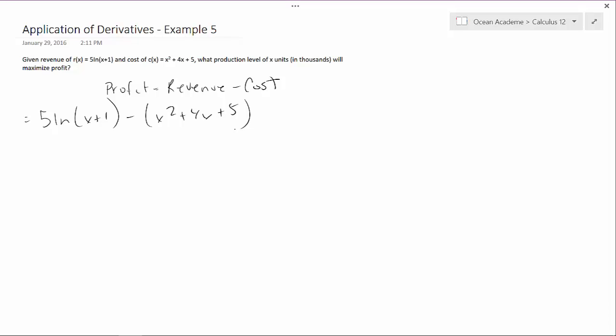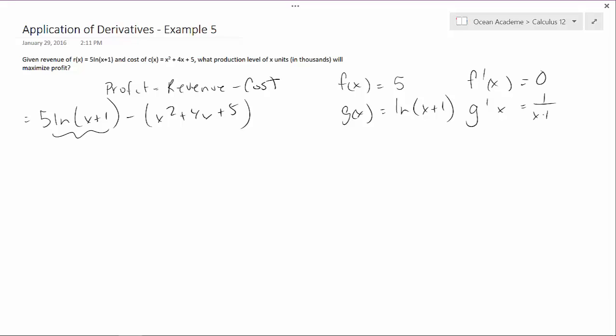So we've got the first part of our equation is a product, so we need to employ our product rule. So I'll just illustrate this to the side here. Our f of x will be 5. Our g of x will be the log(x plus 1). Our f prime x will be 0. And our g prime x will be 1 over x plus 1 times the derivative of x plus 1, which is 1.